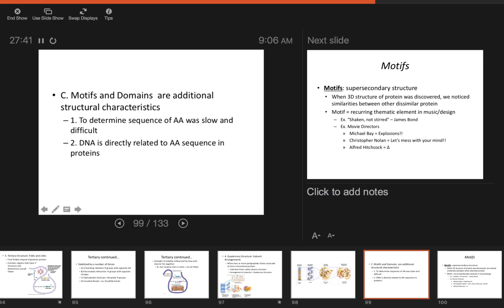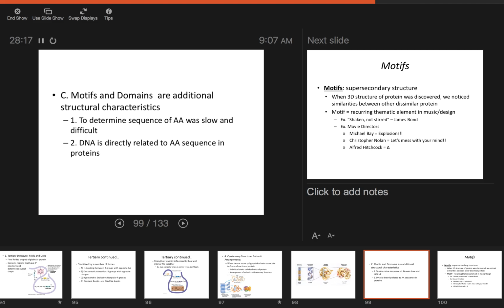Okay, moving on, we're still in proteins: motifs and domains. When we were discovering proteins, and we still are discovering proteins, sometimes we have no idea what this protein does. So what we do is we look for motifs or domains. When you sequence DNA, in the beginning it was really slow and extremely difficult. We know that DNA is directly related to the amino acid sequence, and so that helps. But when we first were learning about proteins, it was a very slow and tedious job.